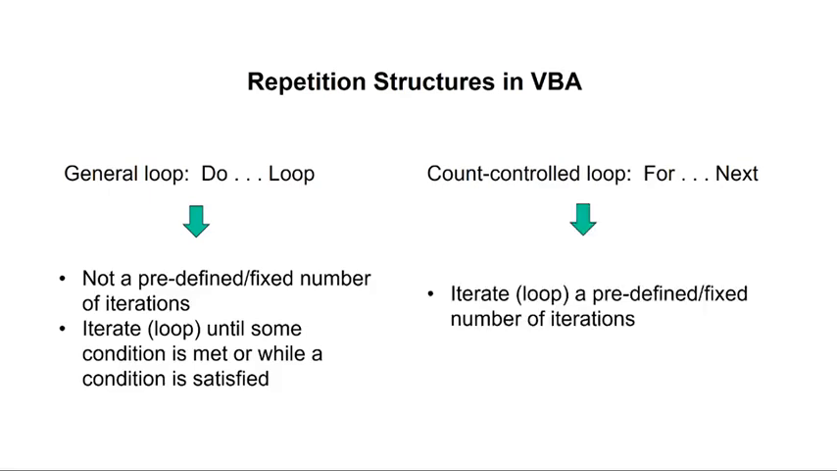A count-controlled loop, on the other hand, is when you're doing something exactly a certain number of times. So you iterate the loop for a predefined or fixed number of iterations. So you do something exactly 10 times or exactly 100 times.